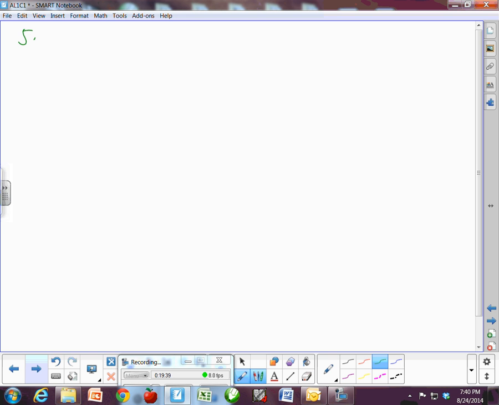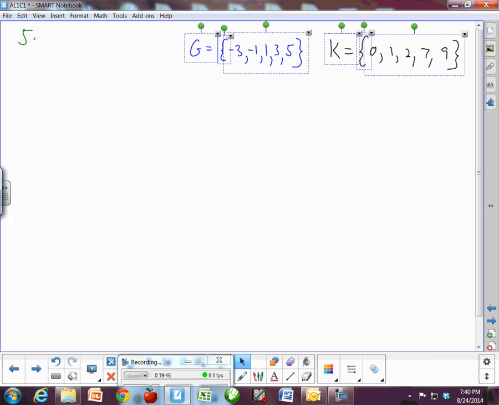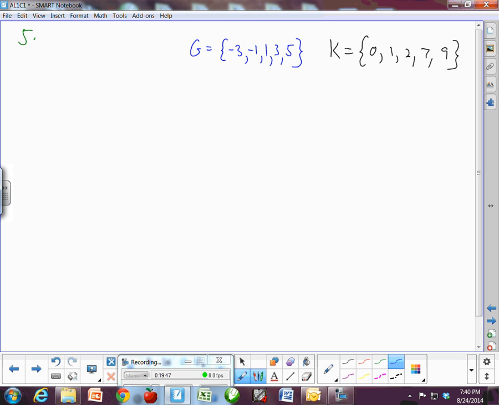All right, number 5. Let me see if I still have my sets. I do. Okay, don't worry about green. That can be blue. I thought it was. And number 5. All right, Venn diagrams. A Venn diagram is a picture to represent sets. So I'm going to show you union and intersection with a Venn diagram for our two example sets.